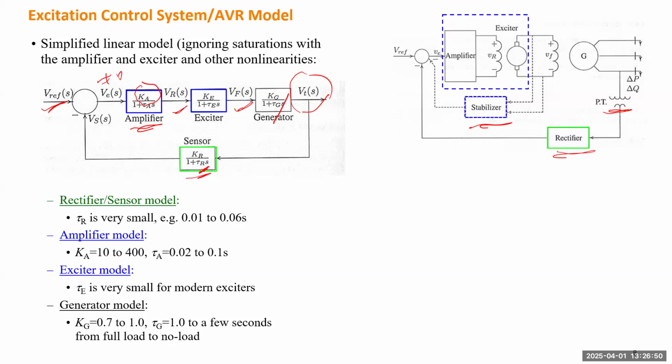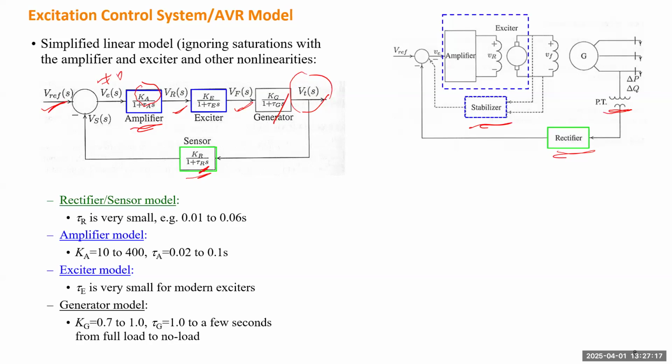So TR is the time constant for the sensor. It has to be very fast. So usually the time constant is in the millisecond time frame, like from 0.01 to 0.06 second. The amplifier is also very fast, around tens of milliseconds, like 20 milliseconds. The exciter is also very fast.